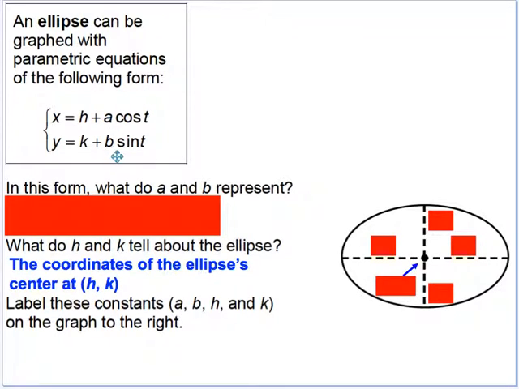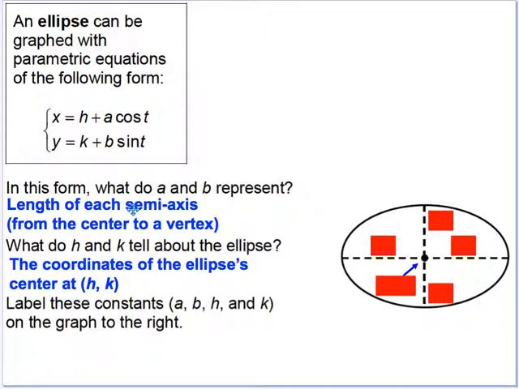Well, what do the a and b do? If this was a circle, if these values were the same, it would be the radius of your circle. But because we have an ellipse, they tell us the radii of our ellipse. The a is always going to be your horizontal radius, and your b is always going to be your vertical radius.